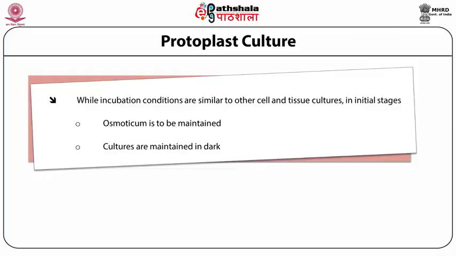We use the double layer method. It's semi-solid media at the base and a thin layer of liquid media on top, as well as the agarose droplet beads method, so as to get localized colonies of high cell density. Initially, you maintain the osmoticum of the media so that the cell doesn't lose any water. And initially, because of the lack of cell wall, you also have to keep the protoplast cultures in dark.